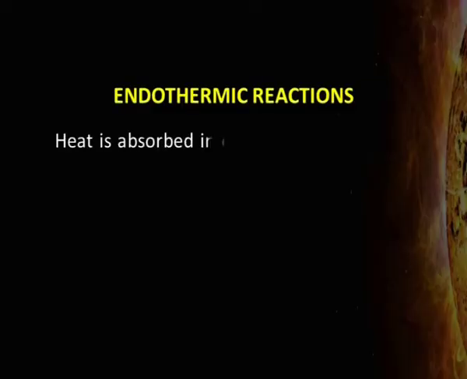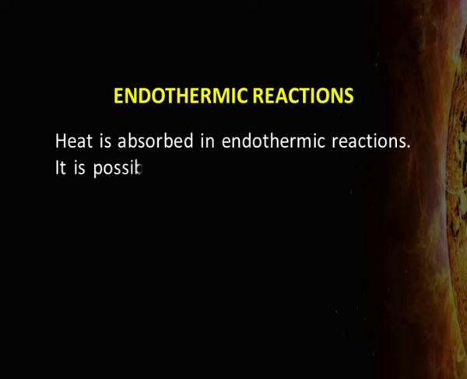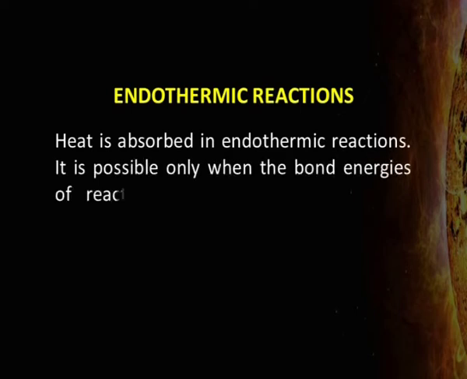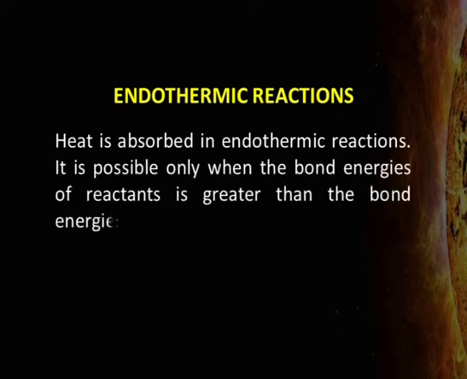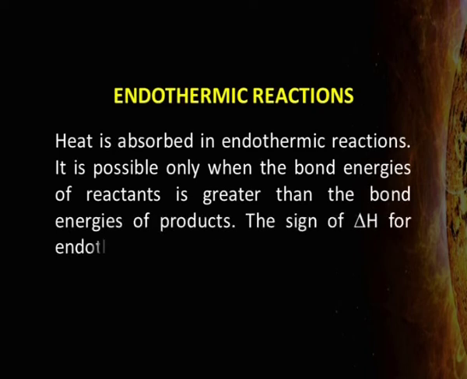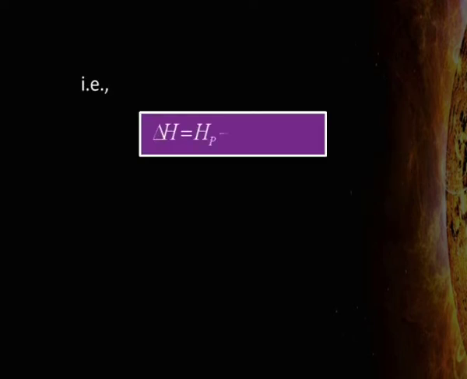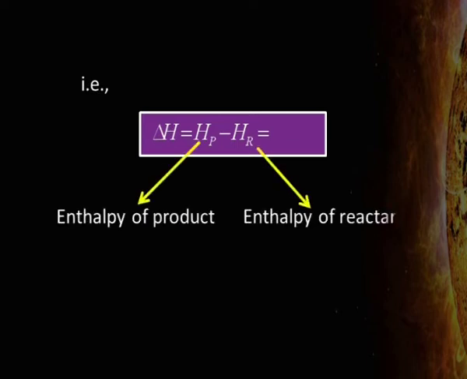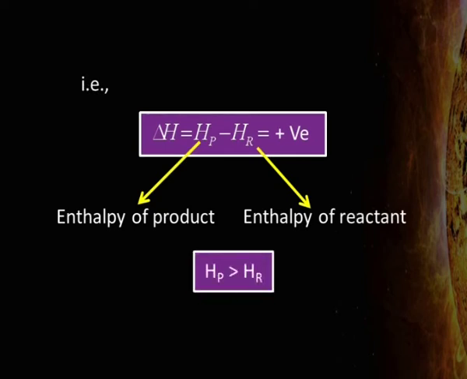The second type of thermochemical reactions are endothermic reactions. Heat energy is absorbed in endothermic reactions. It is possible only when the bond energies of reactants are greater than the bond energies of products. The sign of delta H for endothermic reactions is positive, that is, Hp minus Hr, enthalpy of products minus enthalpy of reactants, is positive. It can be said that enthalpy of products is greater than enthalpy of reactants.